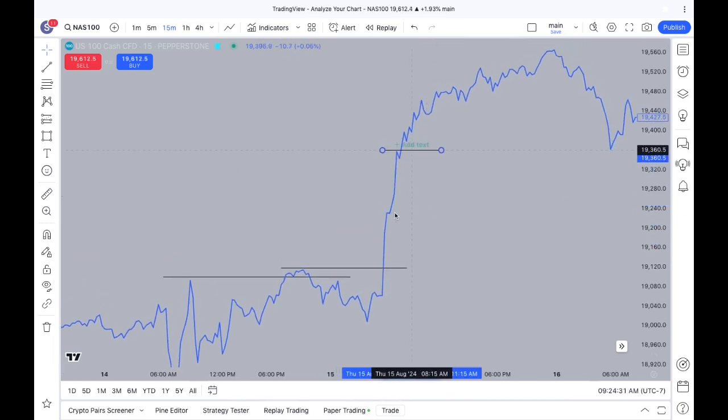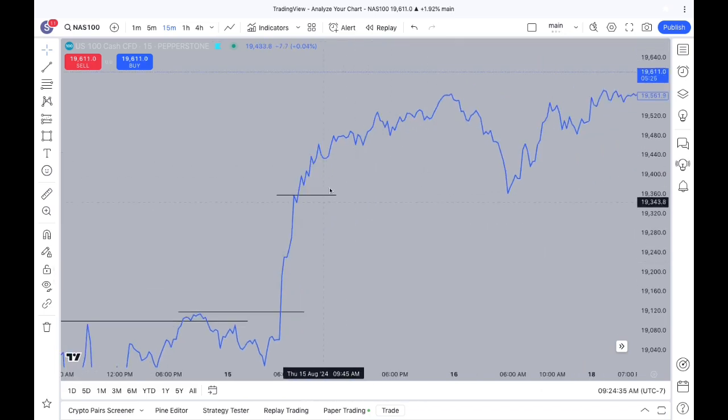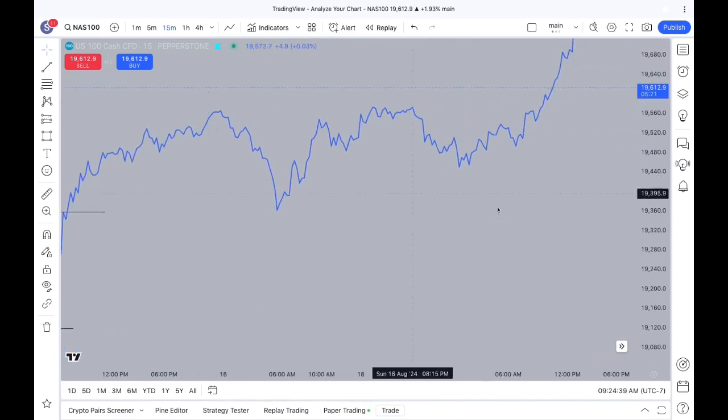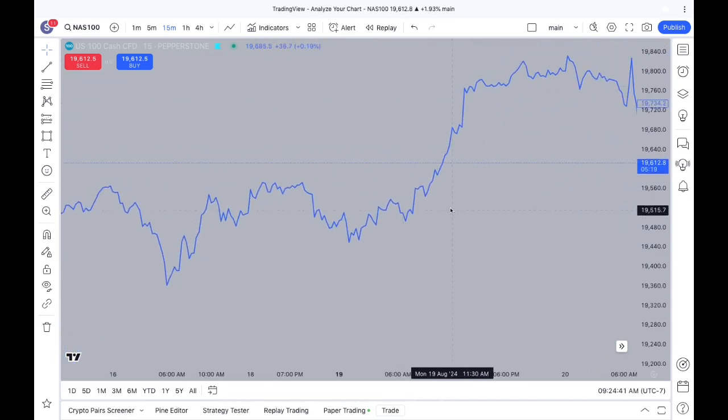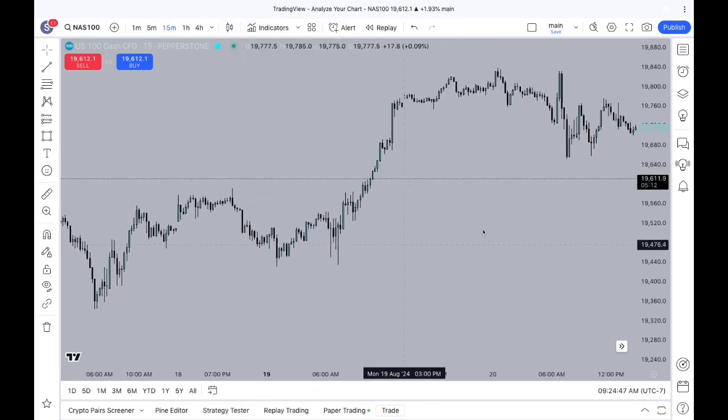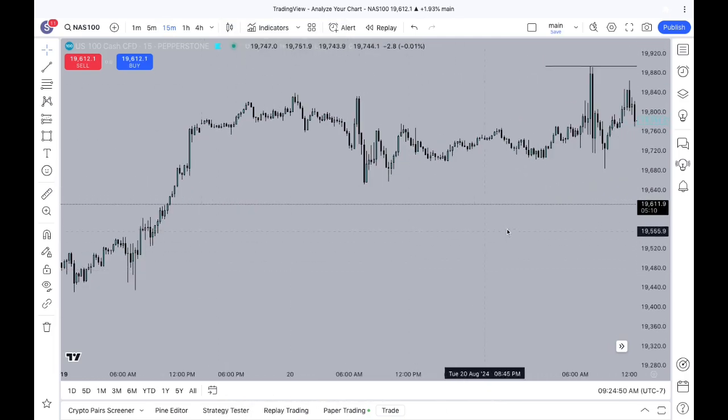Even if you miss that, you can always just count this as the break of structure, and then it goes up. Let's go back to the candle chart.